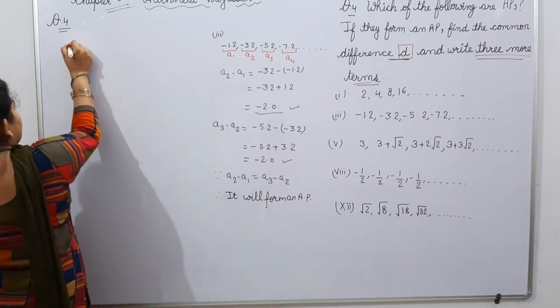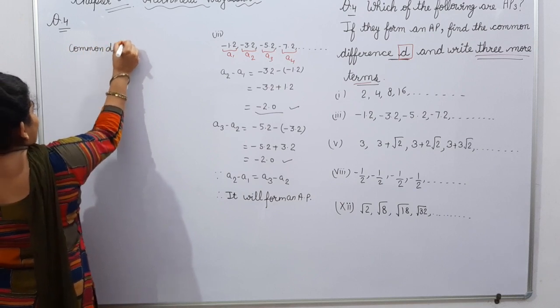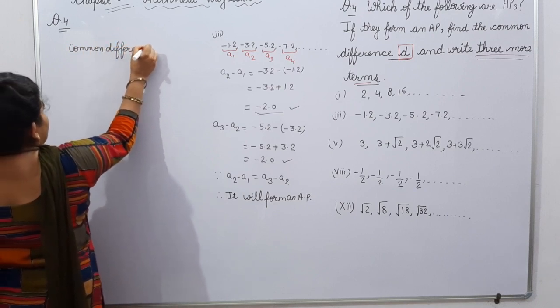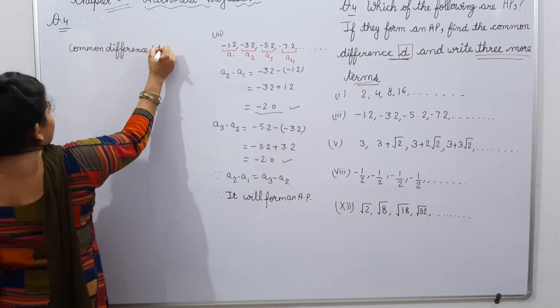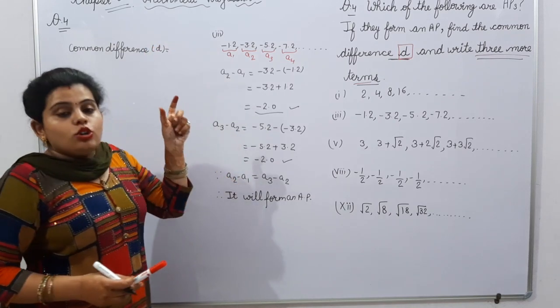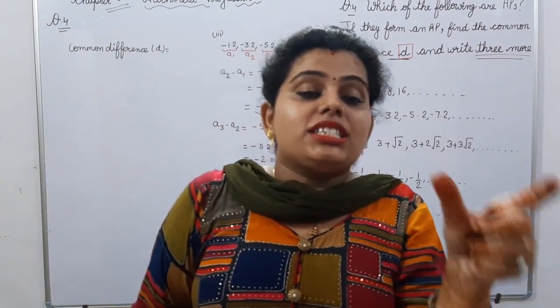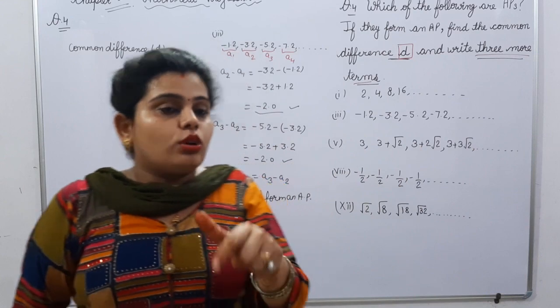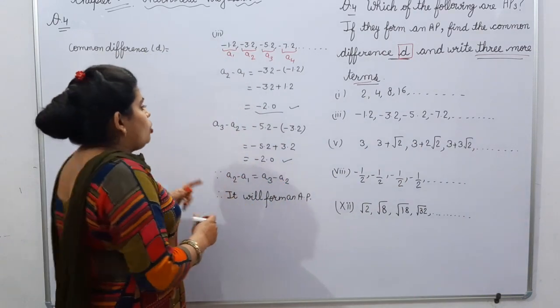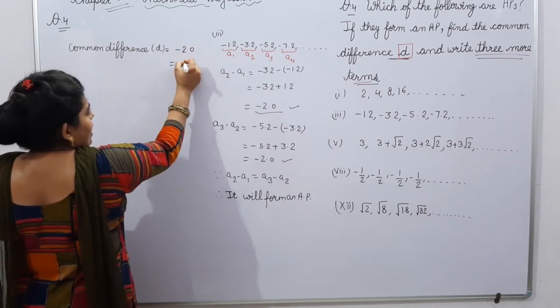Common difference, and this difference is represented by D, and it is equal to the difference between two consecutive terms. बेटा जो common difference है वो क्या होता है? Two consecutive terms के बीच का difference ही हमारा common difference होता है. So from here our common difference is minus 2.0. Simply we can write minus 2.